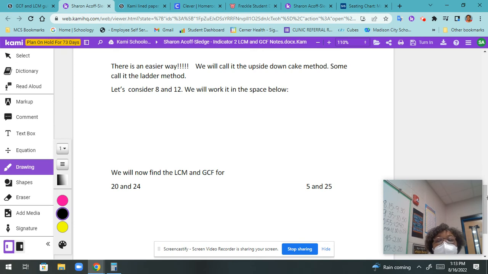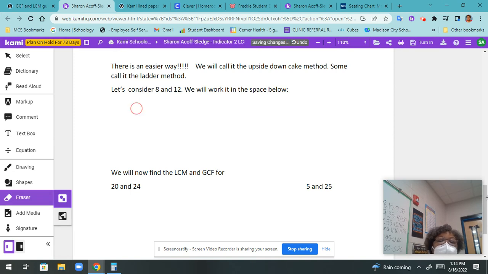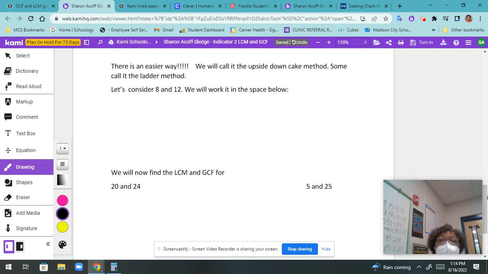So let's consider 8 and 12. We call this method the ladder method. Some people call it the upside down cake method because of the way it looks. I think I say ladder method. Sometimes I'll say cake method. So now we're going to write 8 and 12, and we're going to put an upside down division sign under it. So write 8 and 12 and put your upside down division sign.